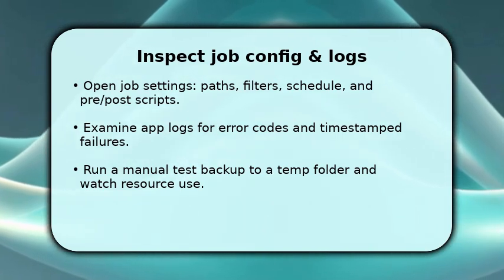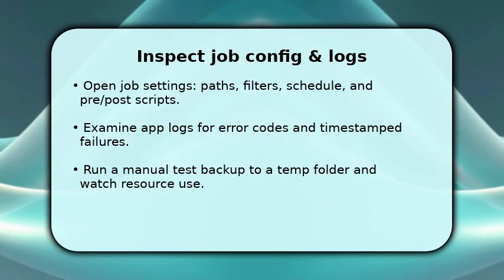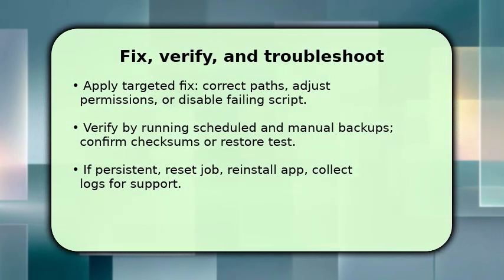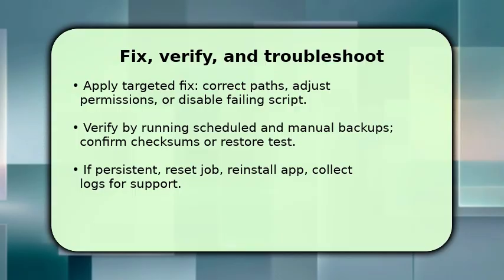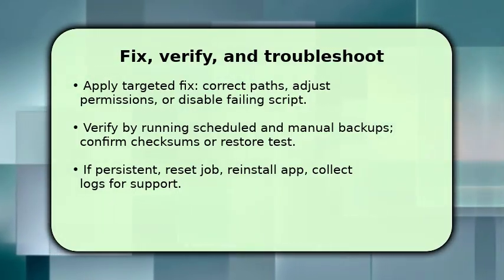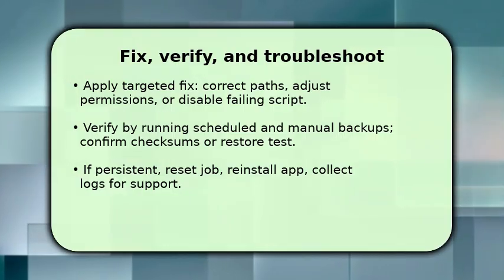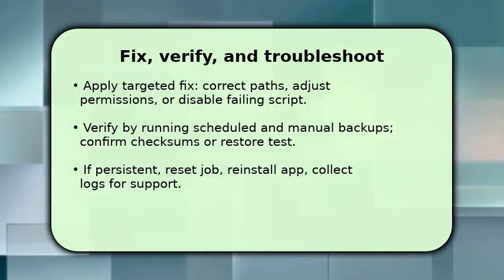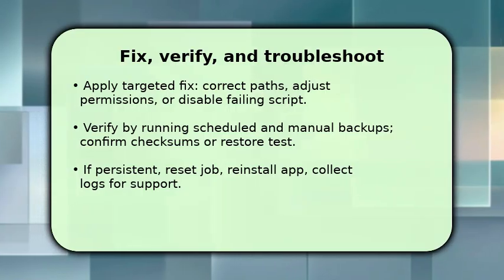You apply the corrective action based on the log. Change destination path, fix NTFS permissions, whitelist the app in antivirus, or remove the faulty pre/post script. Once fixed, run a full manual backup and then a scheduled test. Verify integrity with checksums, or restore a sample file to confirm success.